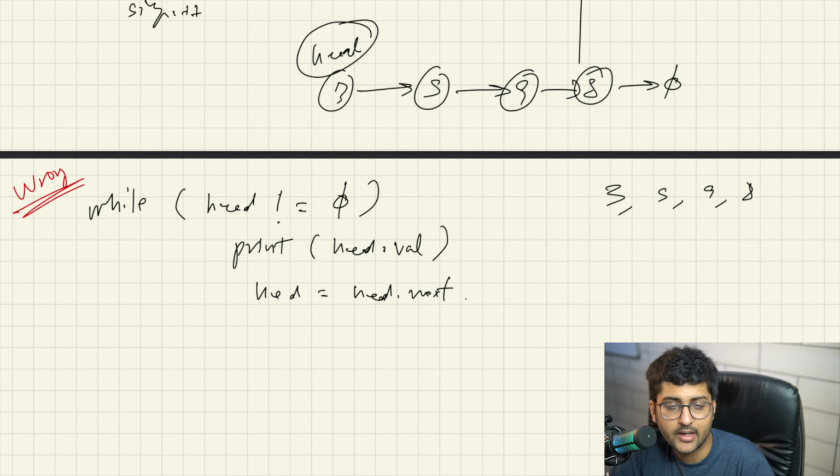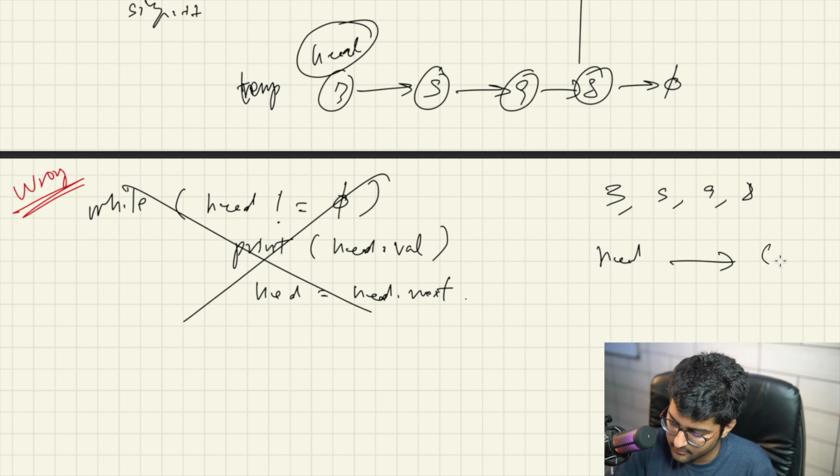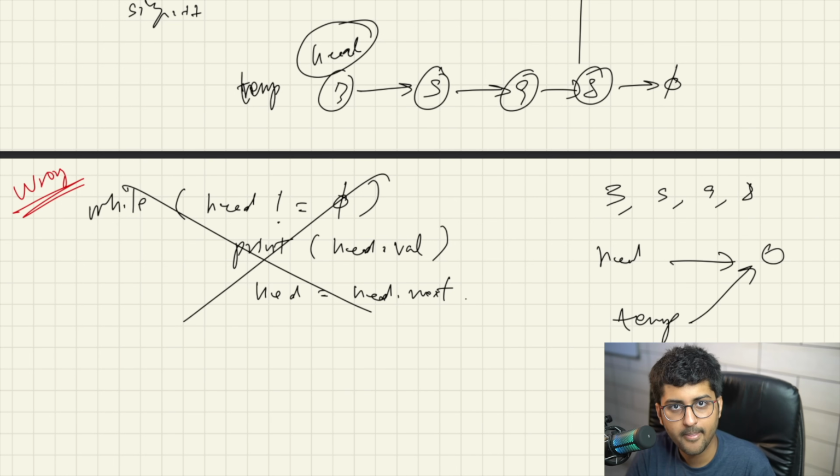When I'm adding a new element, I'm changing the structure. When I'm removing an element, I'm changing the structure, right? So if you're not changing the structure, why would you want to move head? Because moving head actually changes the structure. So instead of this, you're going to have a new node. You're going to say a new node, temporary node, is equal to head. Head is going to be pointing to this node, and when you say temp is equal to head, that is also going to point to the same node.